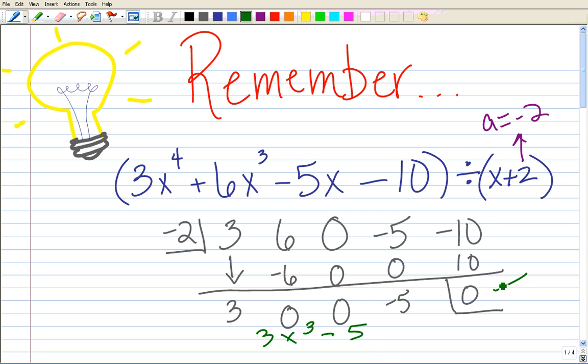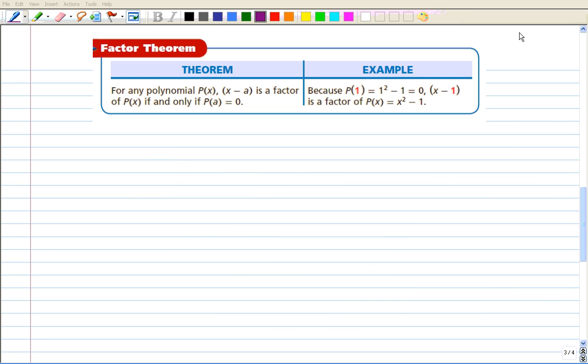This remainder of 0 is what we're going to be looking at whenever we have the factor theorem. So if there's a remainder of 0, that means that if a is -2, x plus 2 is a factor of this polynomial. So here we have the factor theorem. The theorem states for any polynomial p of x, x minus a is a factor of p of x if and only if p of a equals 0. So for example, because p of 1 is 1 squared minus 1 equals 0, x minus 1 is a factor of p of x where p of x is x squared minus 1.